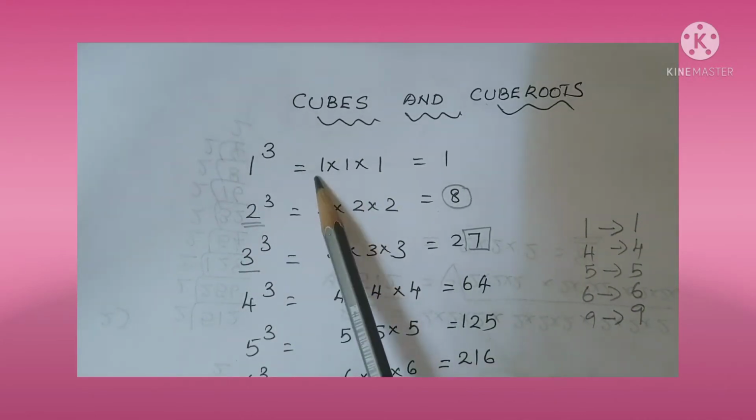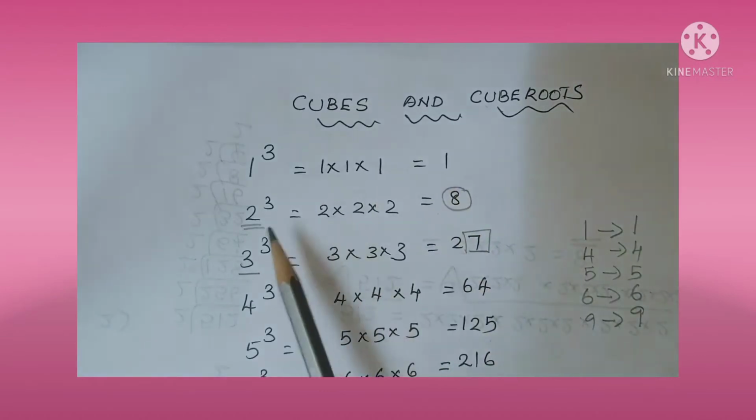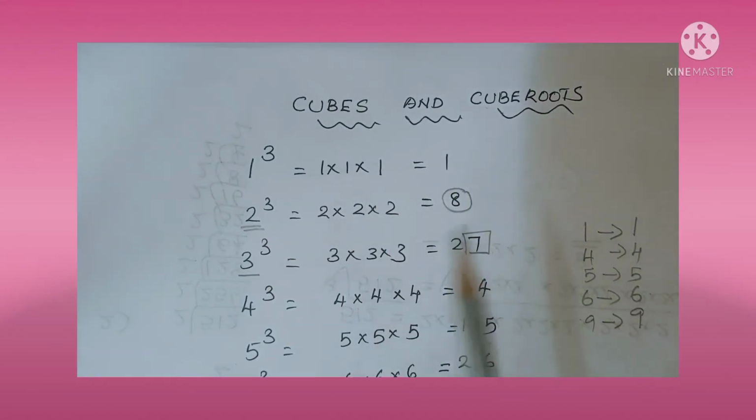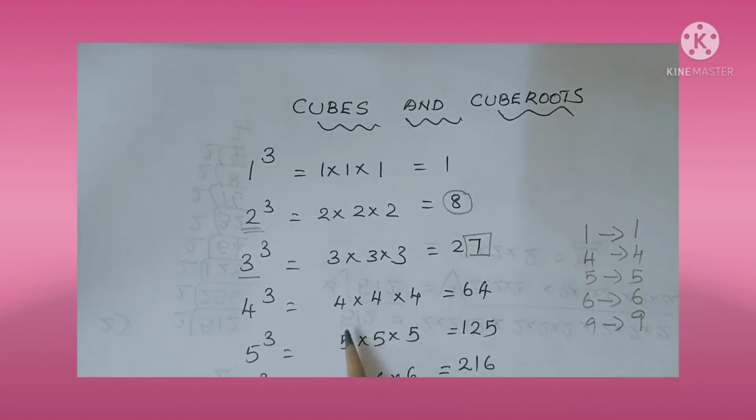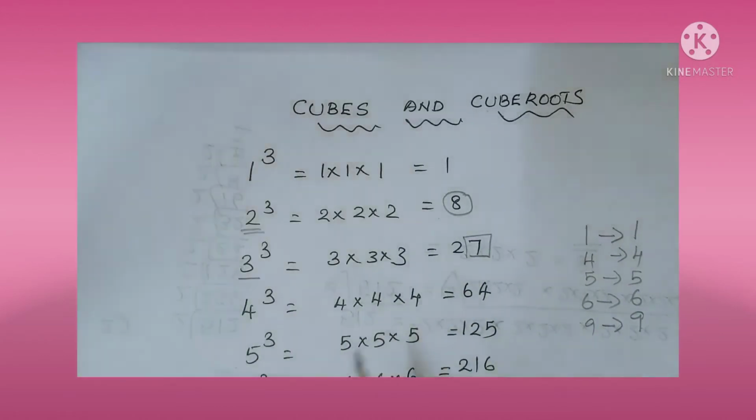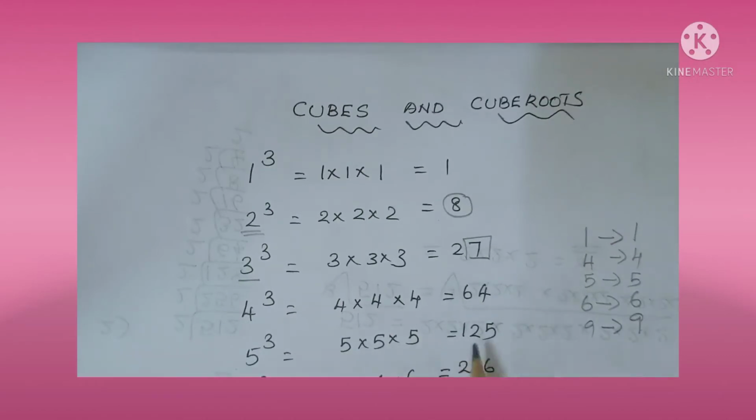1 cube is 1 into 1 into 1, 1. 2 cube, 2 into 2 into 2, 8. 3 cube, 3 into 3 into 3, 27. 4 cube, 4 into 4 into 4, 64. 5 cube, 5 into 5 into 5, 125.